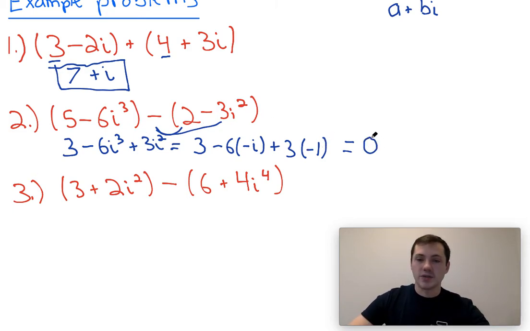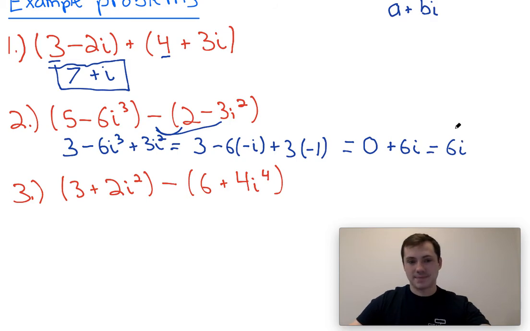I'm going to write that here. You normally don't have to. And then -6i times -i is going to give us plus 6i. So in standard form, our answer would be 0 plus 6i, or simply 6i.